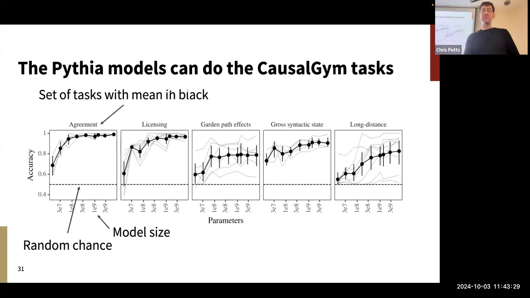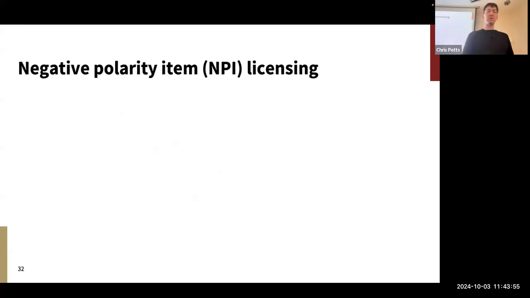So here are some other ones. NPI licensing, it's the same kind of trend. We can set aside the garden paths, they're a little bit different. Gross syntactic state is like distinguishing embedded from main clause in various ways. And then the long distance dependencies are question formation type things. And I think, kind of table stakes here, all the models can do the tasks. That's the bottom line. So now we're licensed to think about how they manage to do it.